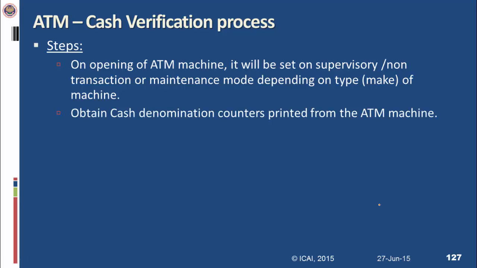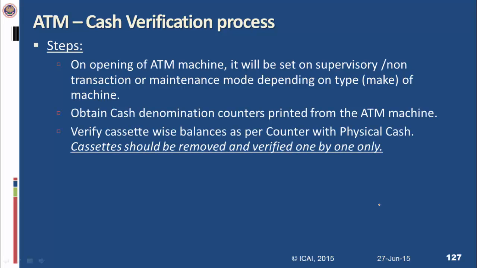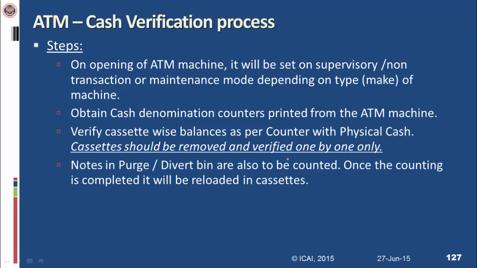Steps for verification. These steps are very important, and it's only a stereotype set of steps, but we need to follow all the steps. On opening of the ATM machine, it will be set on supervisory or non-transaction or maintenance mode, depending on the type of make of the machine. Obtain the cash denomination counter printed from the ATM machine. Verify cassette-wise balance as per counter with physical cash. Cassettes should be removed and verified one by one only.